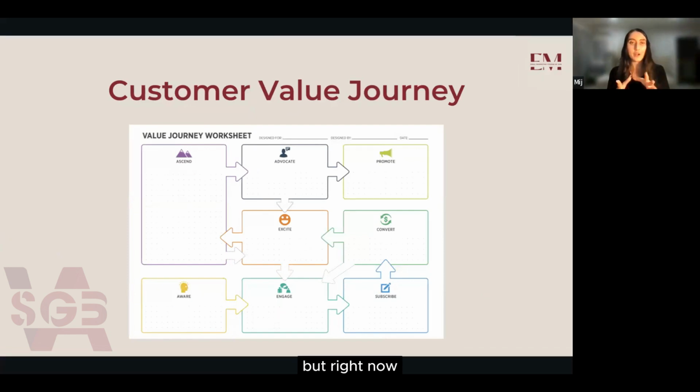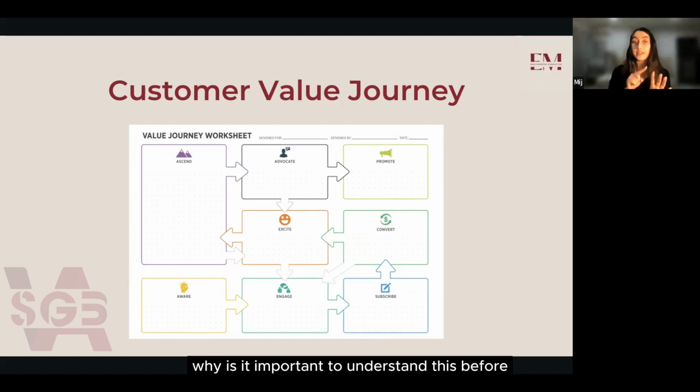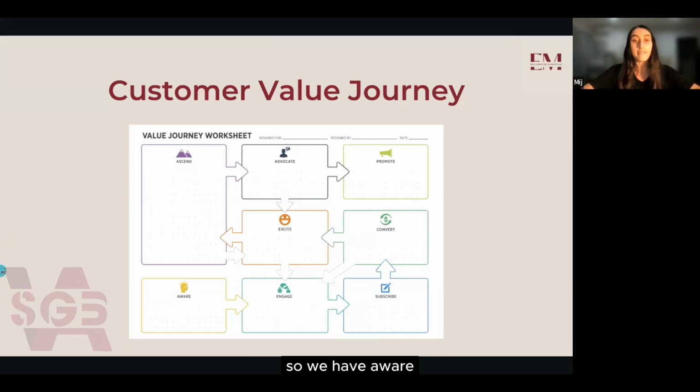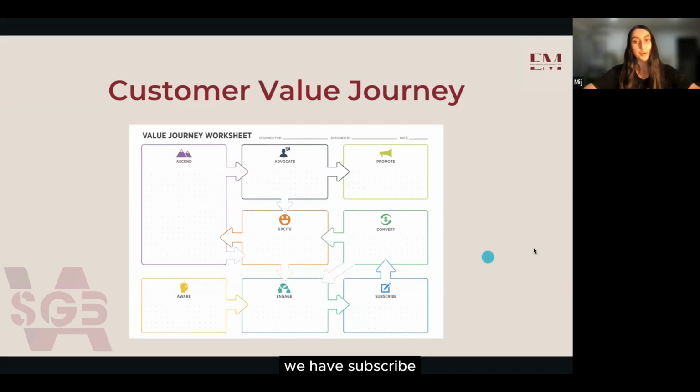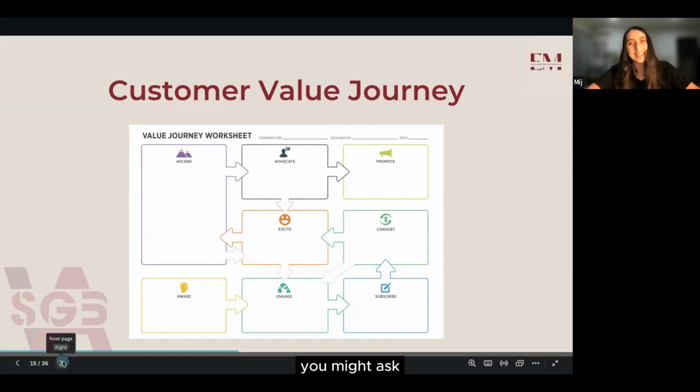But right now, I want us to understand about customer value journey. And I will let you know why it is important to understand this before diving into email marketing. As we see, this is more detailed, right? So let's have a look first. So we have aware, we have engage, we have subscribe, we have convert, we have excite, we have ascend, we have advocate, and we have promote. So what does that all mean, you might ask?